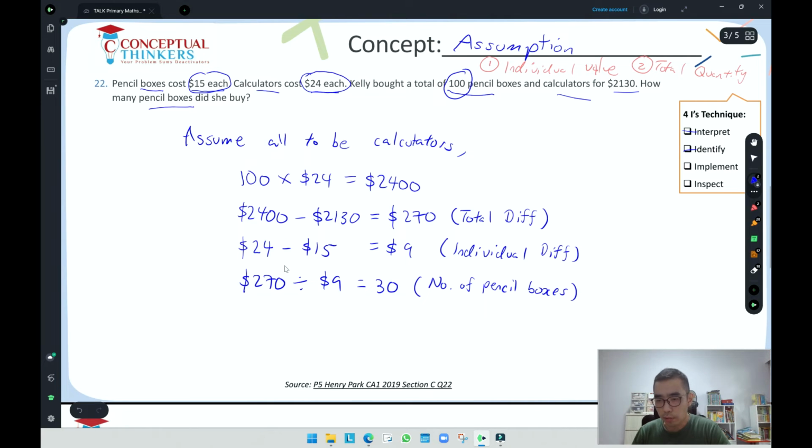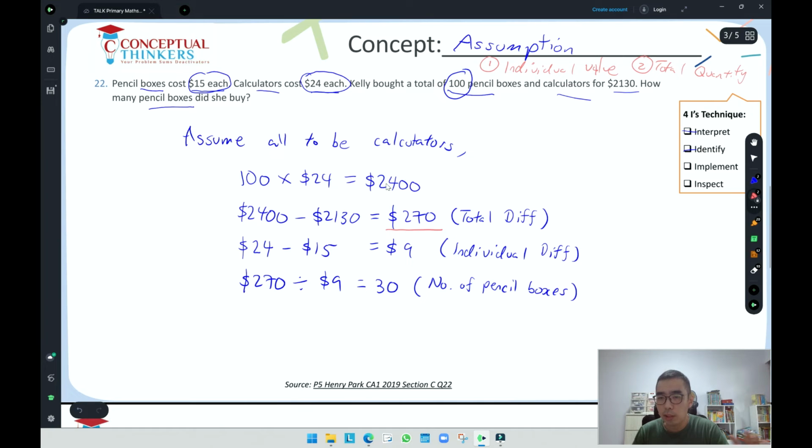Okay, so these are the 4 steps that you need to do for assumption. Now let's understand what we are trying to do here. So I'm going to use another color to explain to you. Okay, so this $270, which is our total difference, because based on what we assume, it cannot be 100 calculators, because the total amount will be too high compared to the actual amount that is paid.